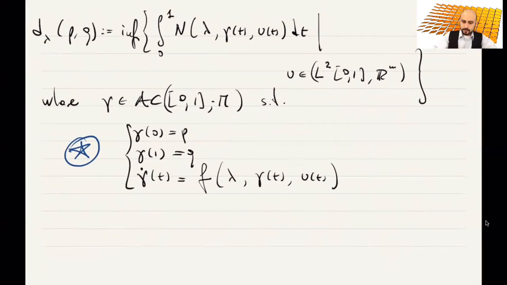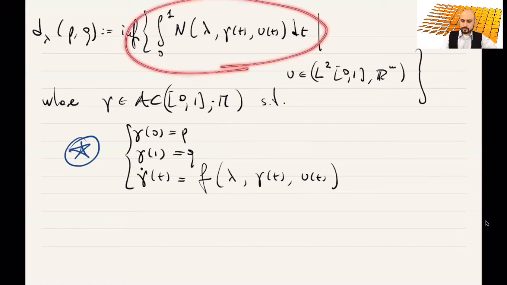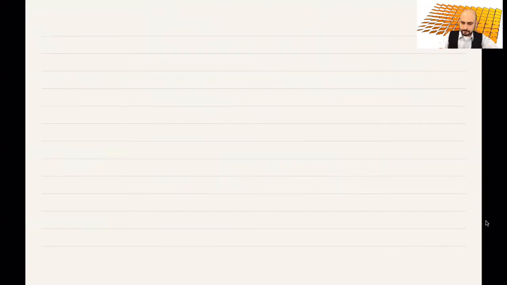So gamma satisfies this. Of course, this is an infimum and may not be realized, but up to an error epsilon we can find a control for which the associated curve gamma realizes this infimum up to an error epsilon. But now I would prefer to also reparameterize the control. Let me make a note about this.